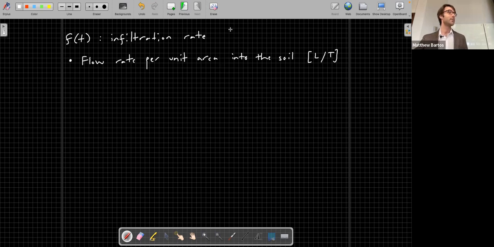I want to note here that f(t), our infiltration rate, is equal to negative little q. So it's the same thing as the little q before, but in the opposite direction. For the infiltration rate, we're positive in the downwards direction. With the little q, we're talking about positive in the upward direction. So that's the first quantity we need to keep track of.